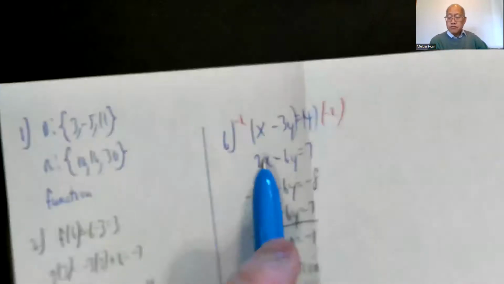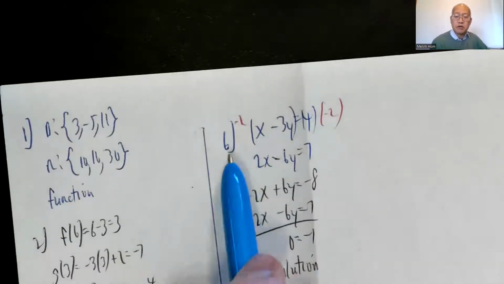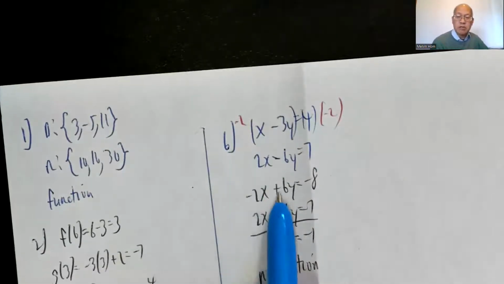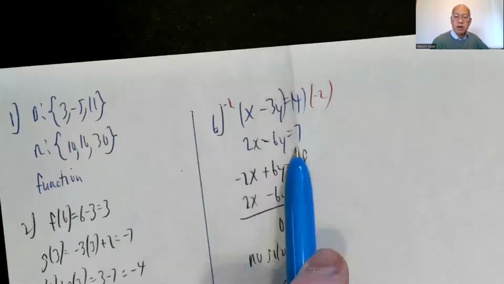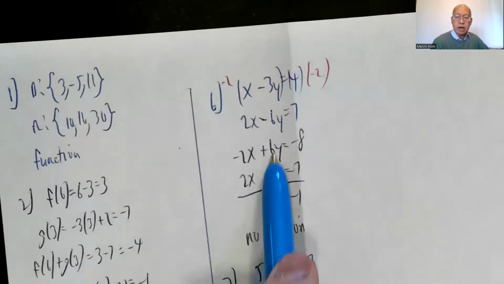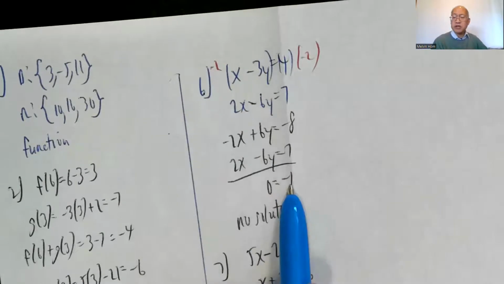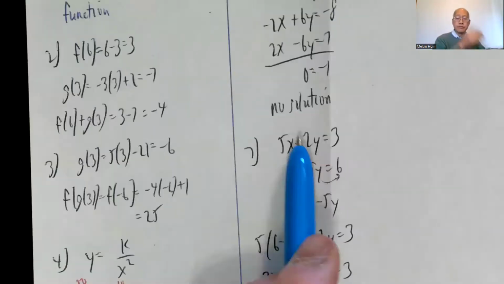Number 6, multiply the top equation by -2. That gives me -2x plus 6y equals -x. Leave the second one alone, add them up. x drops out, y drops out, 0 equals -1. You can't have that, so no solution.